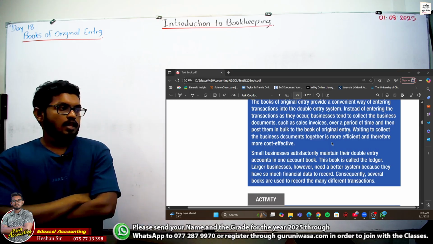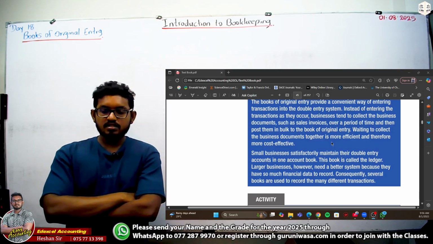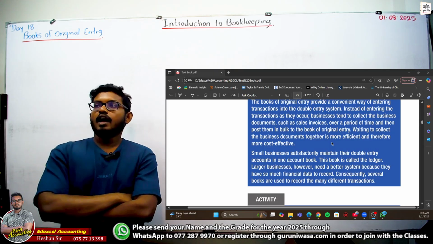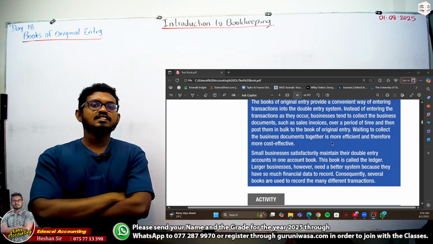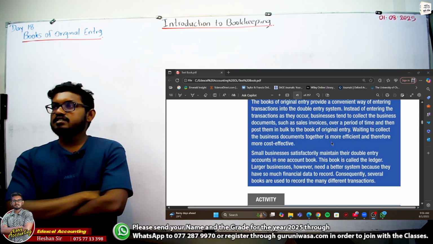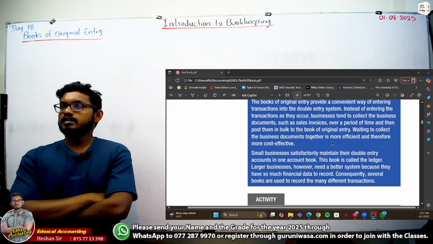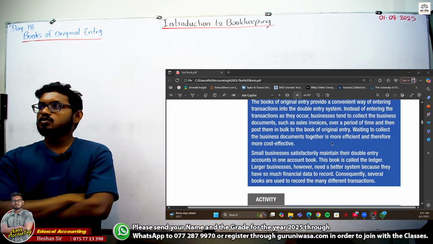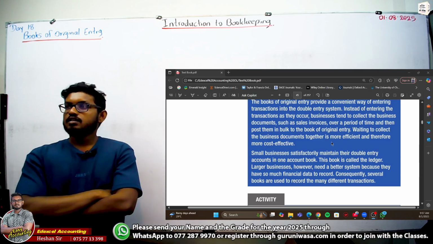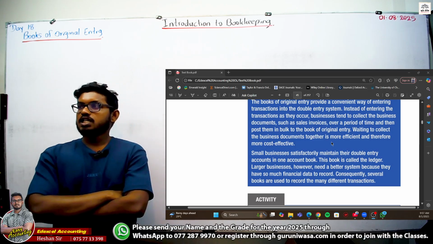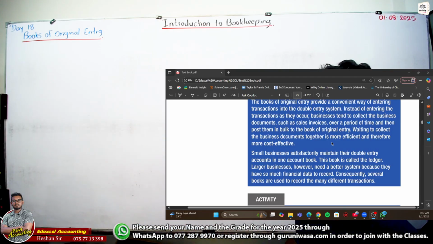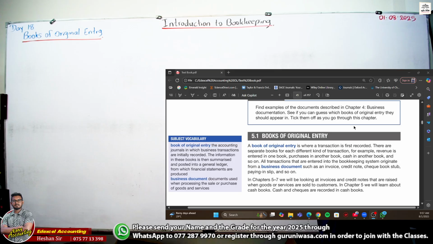effective, like we can collect business documents during several periods of time, and we can record them all at once in the books of original entry, right? Small businesses satisfactorily maintain their double entry accounts in one account book. This book is called the ledger. Large businesses, however, need a better system because they have so much financial data to record. Consequently, several books are used to record many different transactions, right? That's why books of original entry are there.